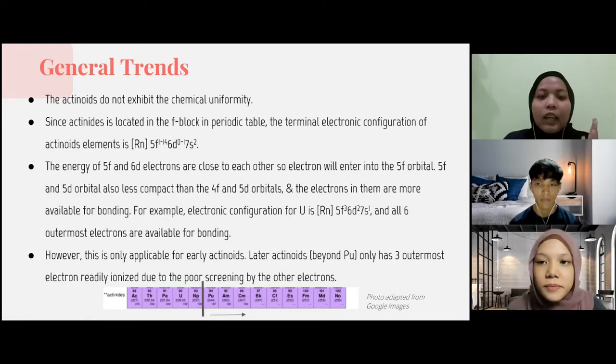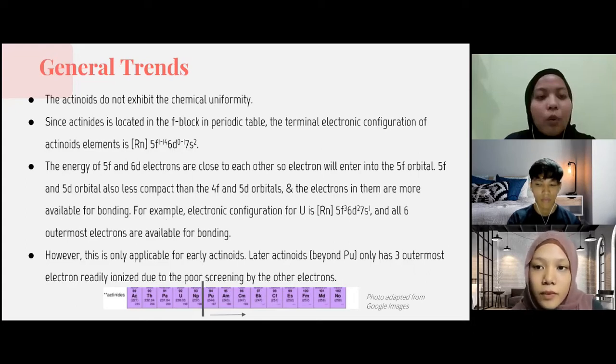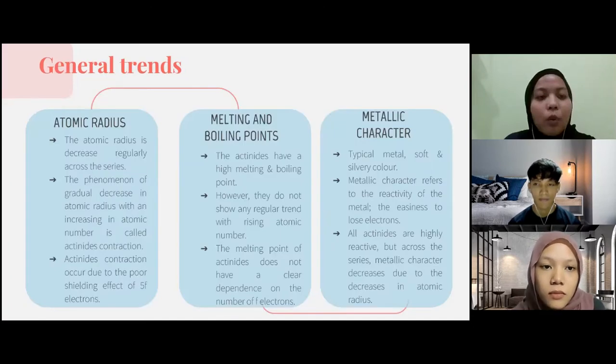We are going to go one by one through the general trends of the actinoids. First, I am going to talk about the atomic radius. The atomic radius for the actinide series decreases regularly across the series. This phenomenon of gradual decrease in atomic radius with increasing atomic number is what we call actinide contraction.